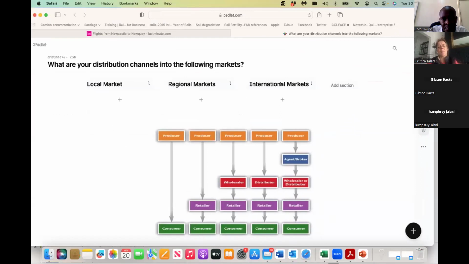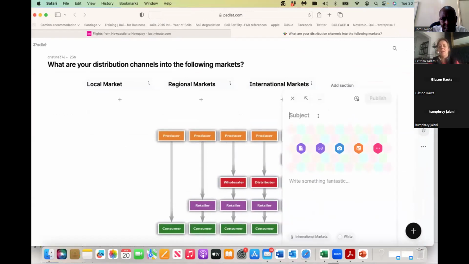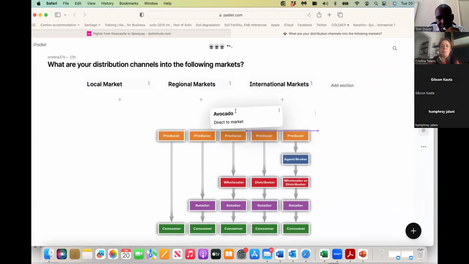And then think about the products that you currently sell, and then please press on the plus sign to put your comments. Put your name here, or just put the product that you have, so avocado, and then tell me in your local market how you get it to your consumer. And then publish. Okay, so you can move your little thing here, so you go producer to consumer.